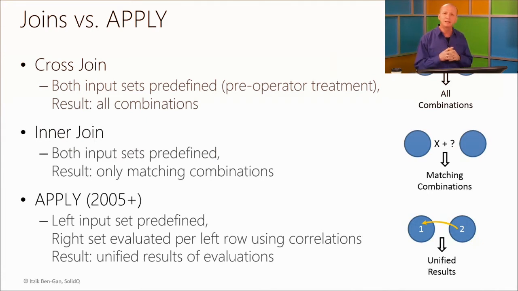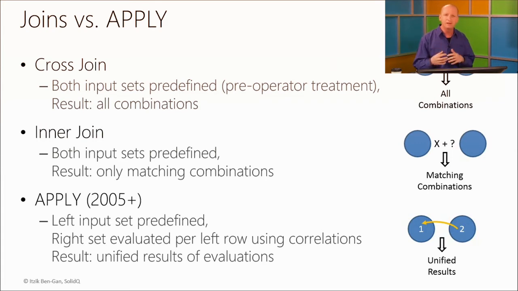And now let's try and think about what the join cannot do. And for this, we will use the apply operator to solve our problem. So what the join cannot do is take one set that is predefined, but then have the other set be created separately for each row in the left set based on elements that we collect from the left set.